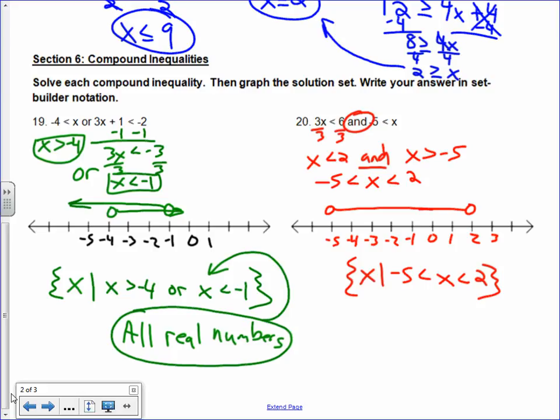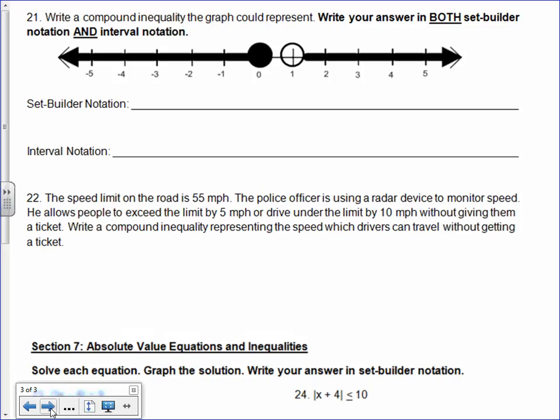And we're going to finish up strong here with page 3. So on page 3, number 21 and 22 are also from section 6. Number 20 says, write the compound inequality that the graph would represent. Write the answer both in set builder notation and in interval notation. So, looks like this one is an OR because they're separated.